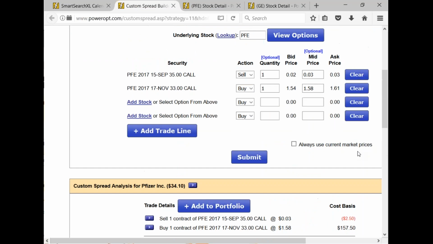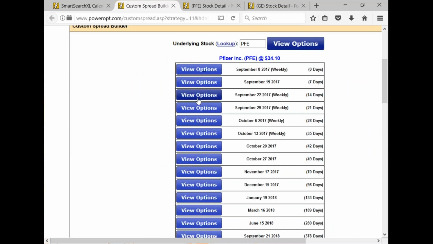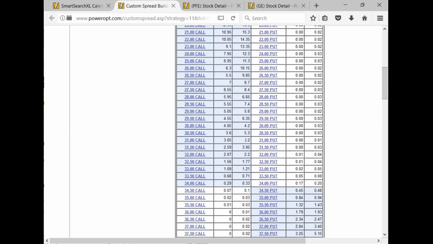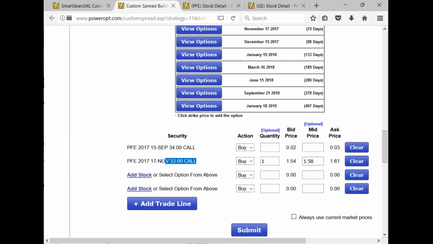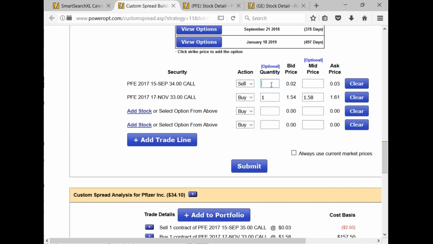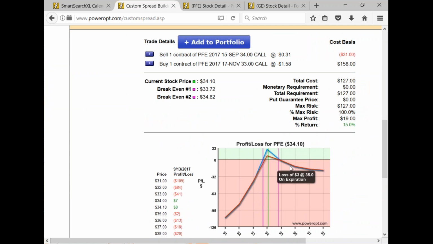But I'm going to change the numbers here. We're going to use that 33 November call, but naturally I want to get more premium here. I want next week out 34 call, even though it's about 10 cents in the money. I want to get 31 cents, so we're still getting about 20 cents. Now this gives us 2 ways to lose. Return is still relatively decent, but monetarily it's not a good number.